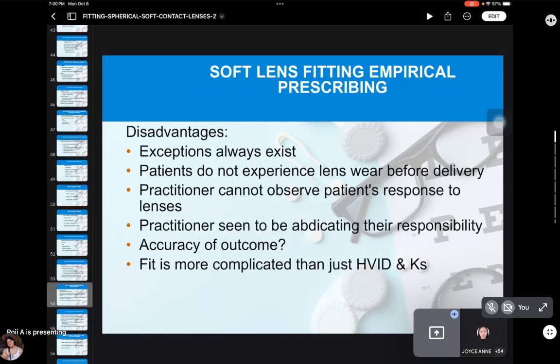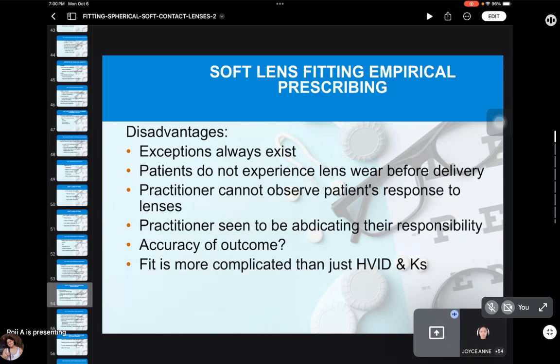But once you try, you would notice that patients do not experience lens wear before delivery. And then the patient would say, ang sakit pala nito. And or the practitioner cannot observe patient response from the get-go. So what you're doing is you ask the patient to come back for contact lens dispensing. And the time you're dispensing is also the time you're just assessing. So that's the negative side or the disadvantage.